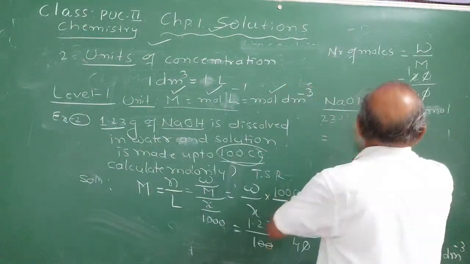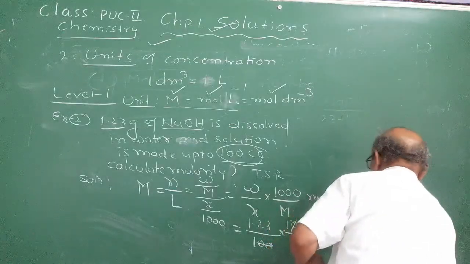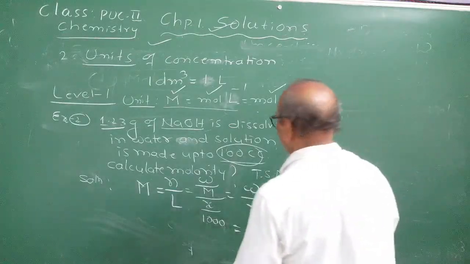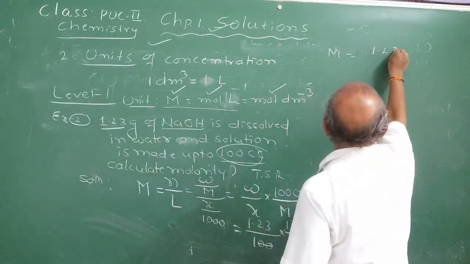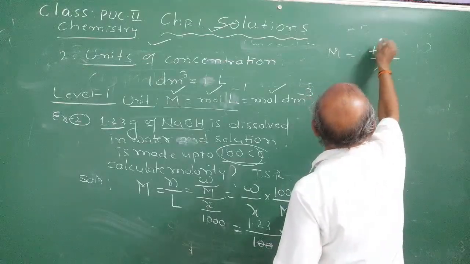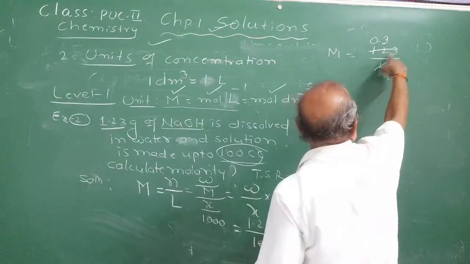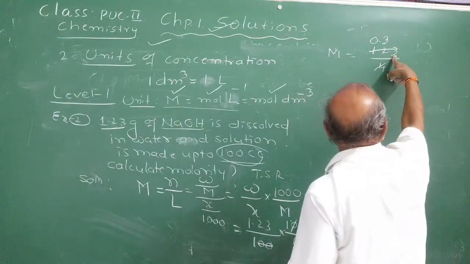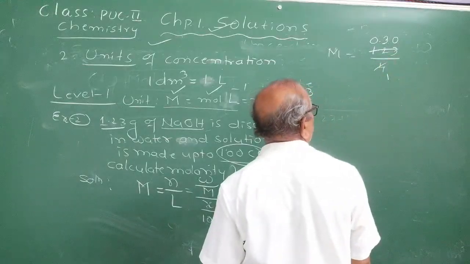You must be quick in calculations. Slowly go on improving. Therefore, molarity is given by 1.23 divided by 4. How do you cancel it? 4 ones are 0.4, 3s are 12. Is 3 divisible? No. You can write 0.